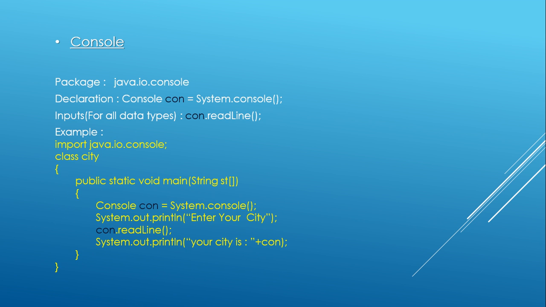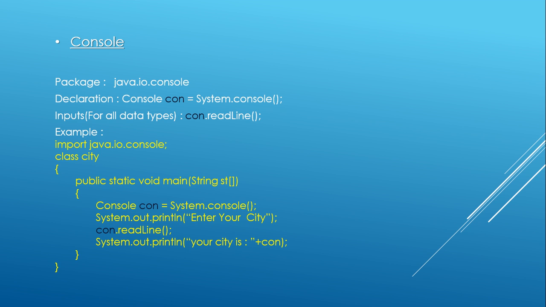For example, as you can see, import java.io.Console. This program will take a city name from the user and we will display that city. So for that we are using console, so we are importing java.io.Console, and we have imported this Console class in our program. For that we create a class called City. Within that class we have the main method. This is the basic structure that you know.